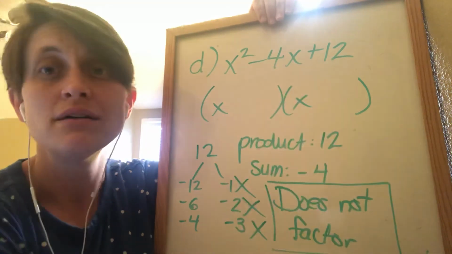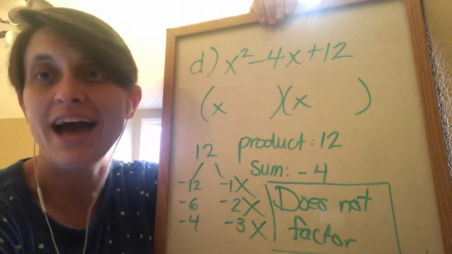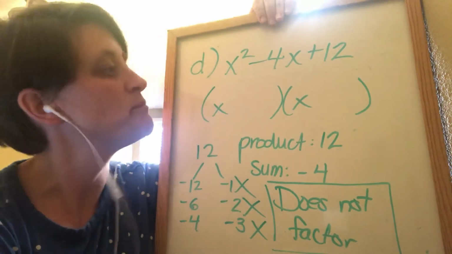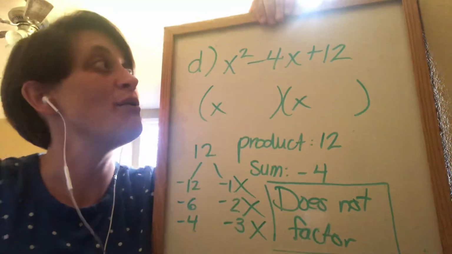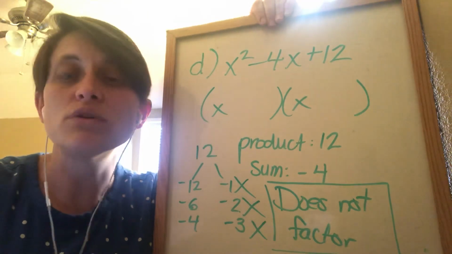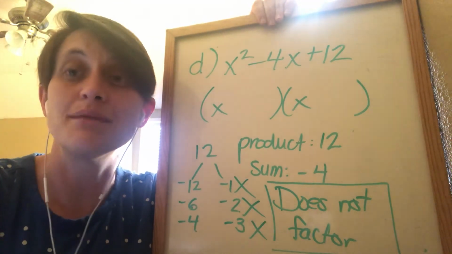We call this a prime polynomial, it doesn't have any factors other than 1 and itself. Okay, so that's factoring polynomials that have a leading coefficient of 1. In the next video, we'll talk about what to do if your leading coefficient is something other than 1.